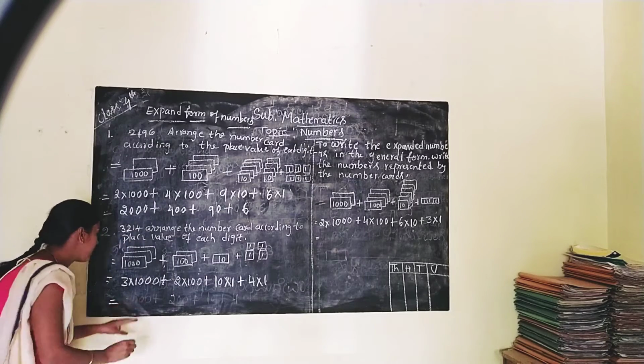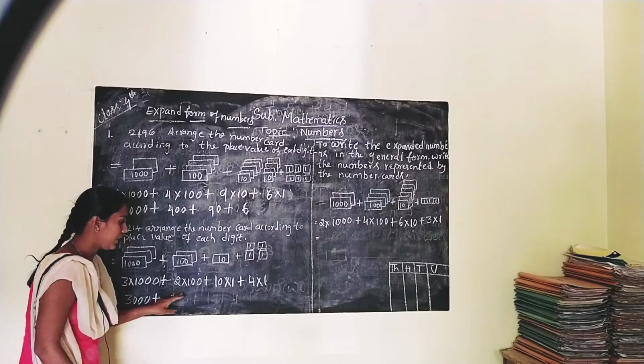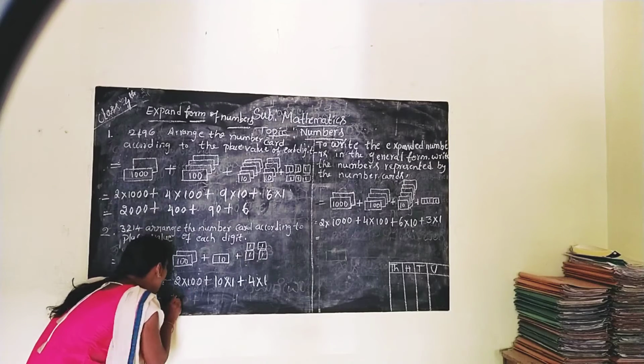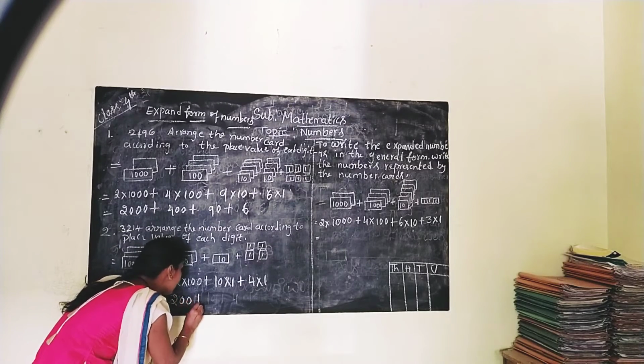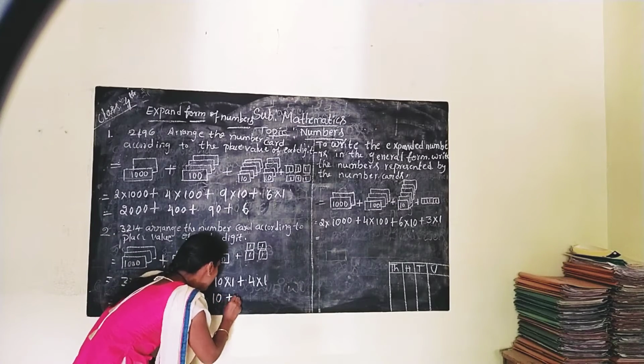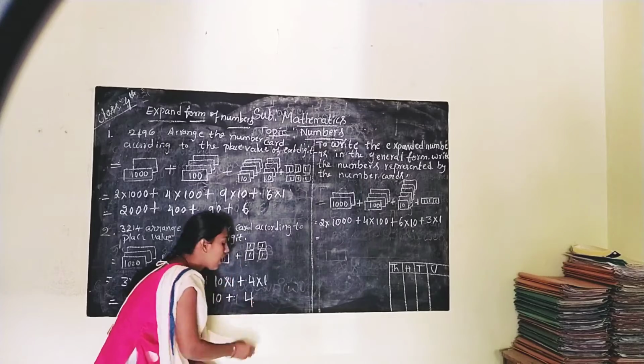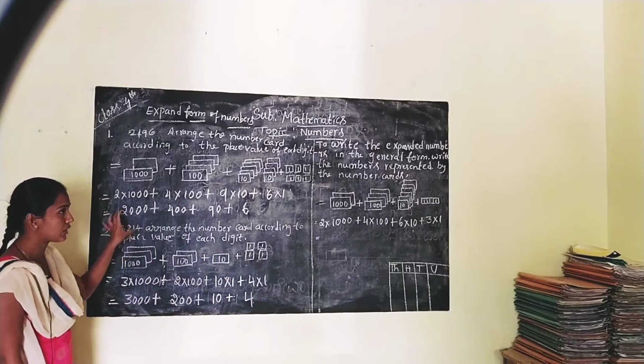3 into 1000, 3000. Next, 2 into 100, 200. Next, 10 into 1, 10. Plus 4 into 1, 4 ones are 4. Understood, children? This is an expanded form.